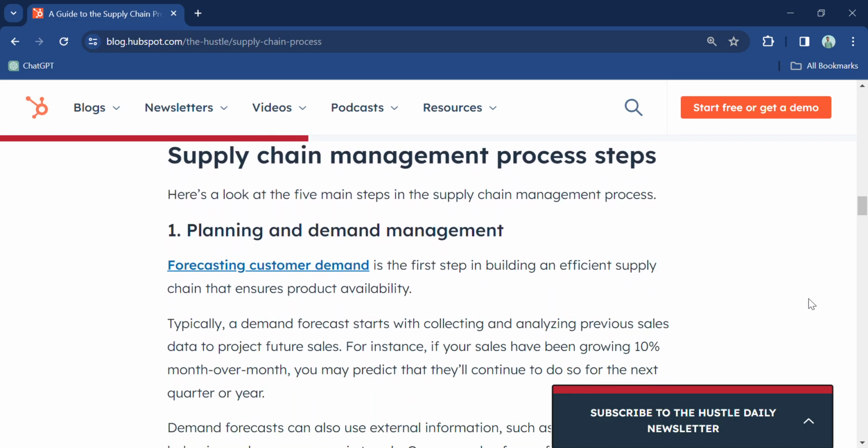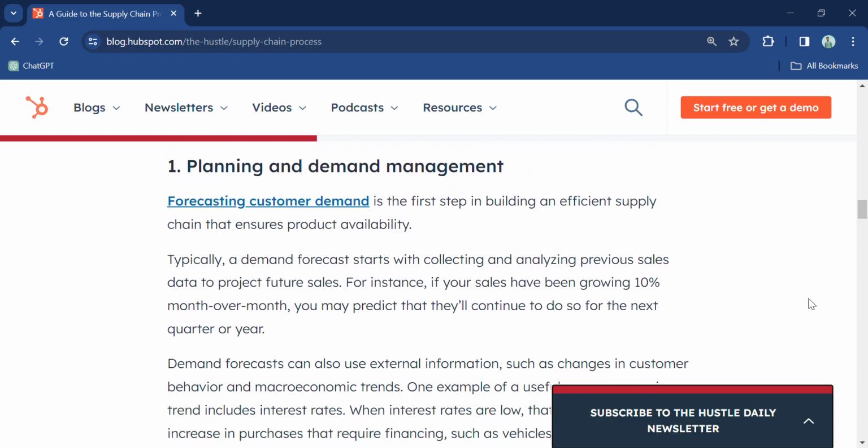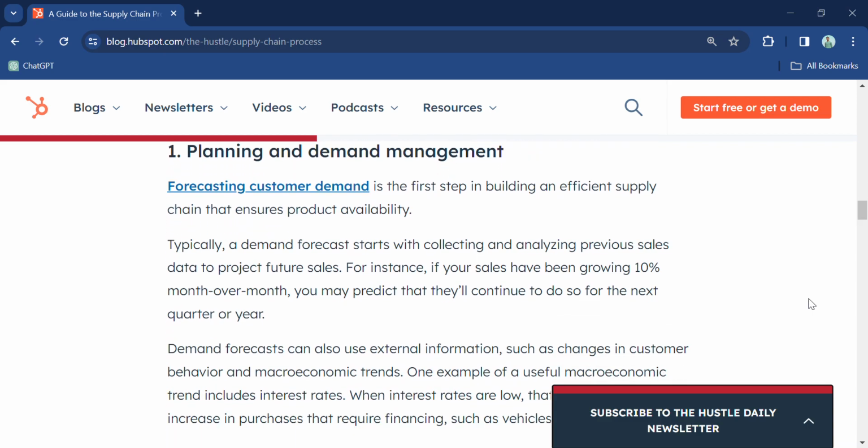Supply chain management process steps. Number one, planning and demand management. Forecasting customer demand is the first step in building an efficient supply chain that ensures product availability. Typically, a demand forecast starts with collecting and analyzing previous sales data to project future sales.